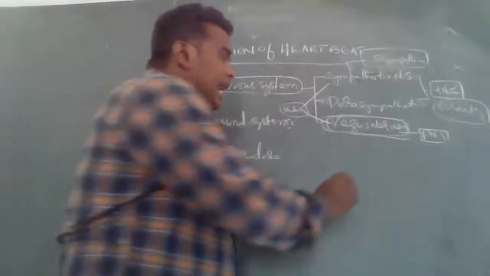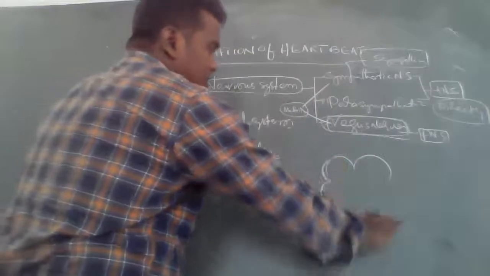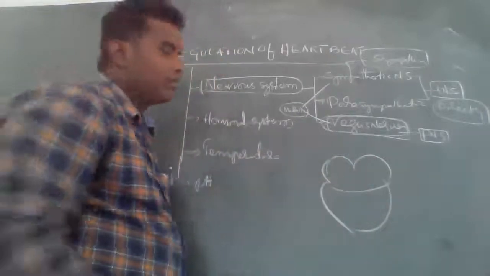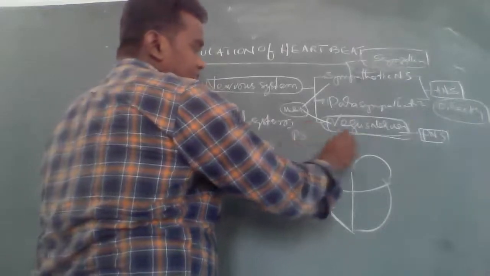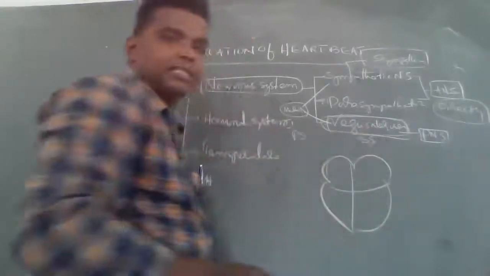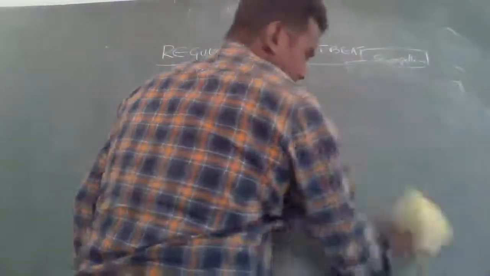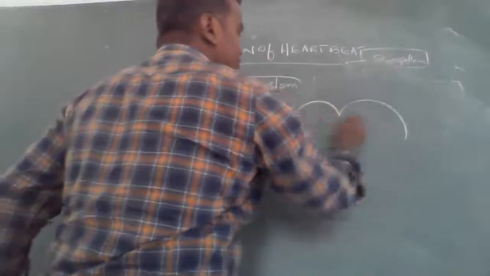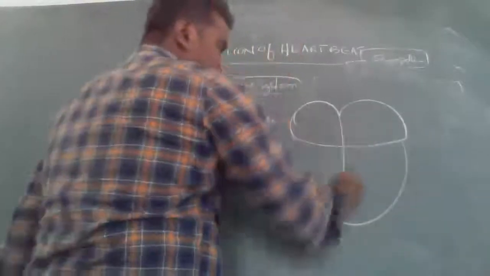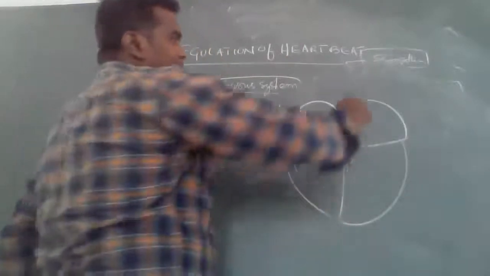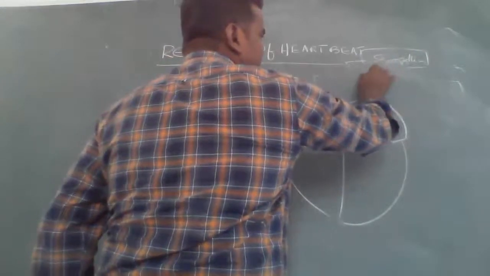For example, I would like to draw a diagram. This is the heart. So this is the parasympathetic system. This is the sympathetic system, the sympathetic nervous system, right? See, this is the sympathetic nervous system.